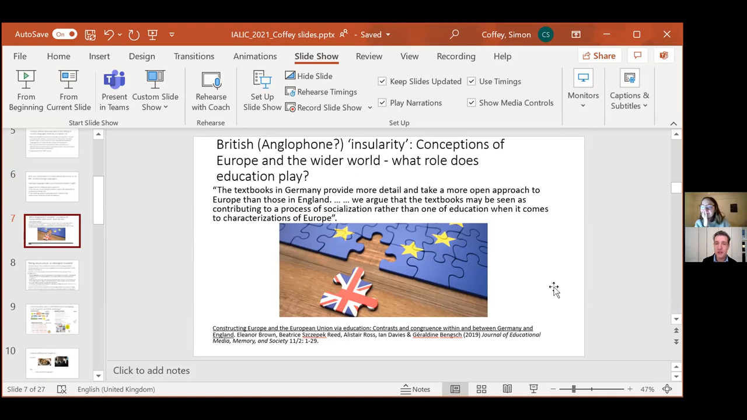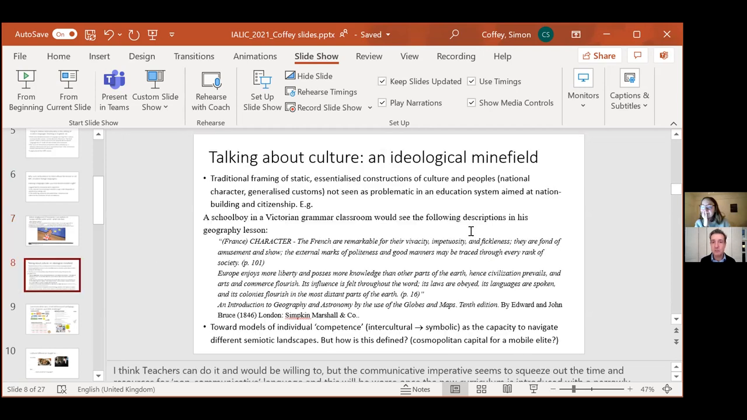I cite here some work from a colleague of mine who noticed, for example, in the light of Brexit, how citizenship books in Germany referenced the European Union and Europeanness, European identity, much more than citizenship books in the UK. So in a way, you can see that any sort of critical pedagogy would tell you quite quickly that Europe or international identity, if you like, is much less referenced in teaching in the UK. But of course, that can't be seen in isolation. The school system can't be seen in isolation from the broader society. That's part of the issue.